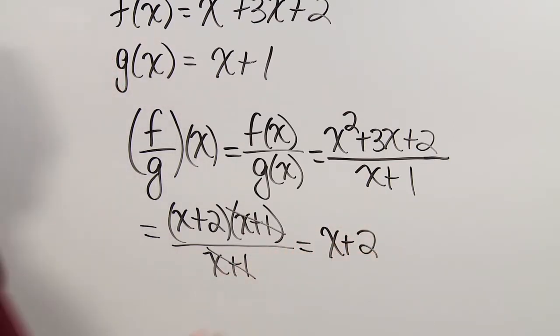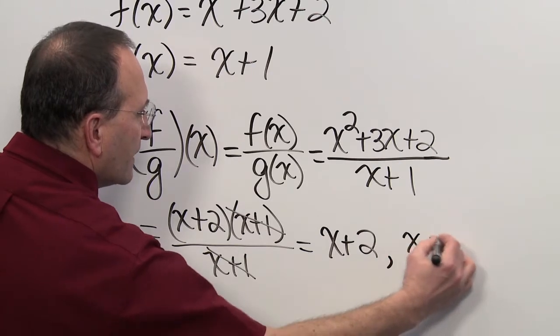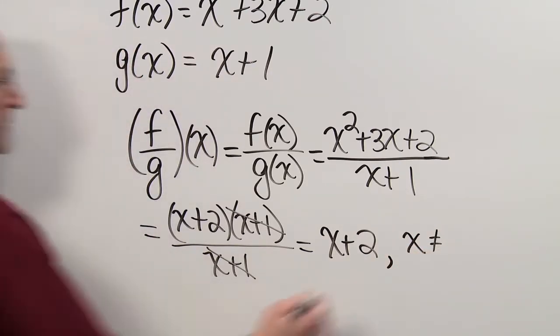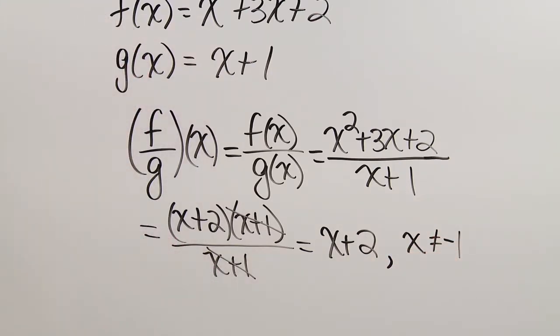We do have to make the note that x cannot be equal to negative 1, because it would make the denominator here 0. So f divided by g of x is equal to x plus 2, where x is not equal to negative 1.